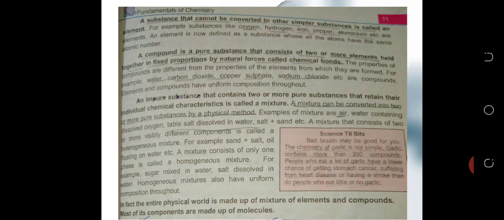The mixture which is in a single phase, when you look at it, will look like you have a single liquid, like when you dissolve sugar in water. So homogeneous mixtures also have a uniform composition throughout. So here students, please note that your elements, compounds, and your homogeneous mixtures all have uniform composition throughout. In fact, the entire physical world is made up of mixtures of elements and compounds. Most of its components are made up of molecules.